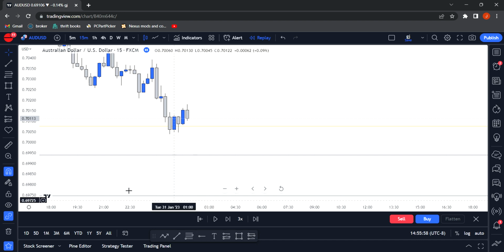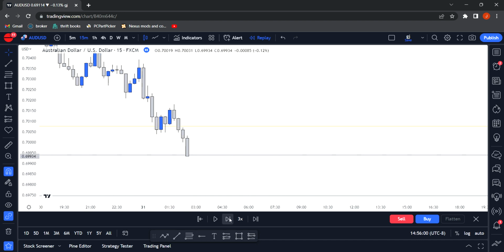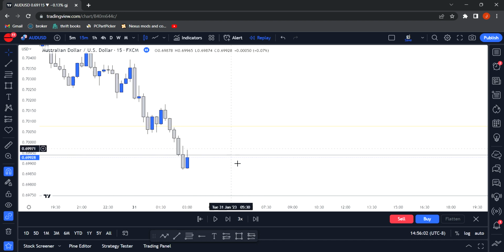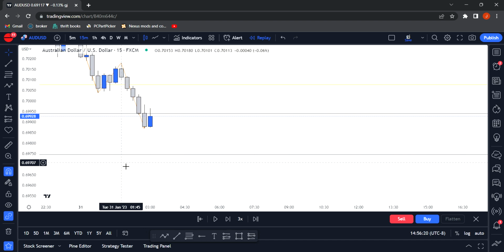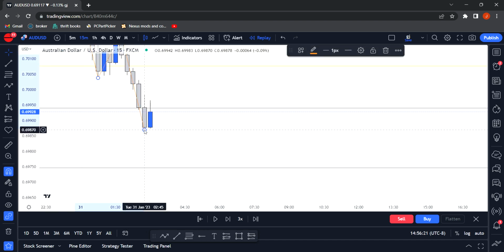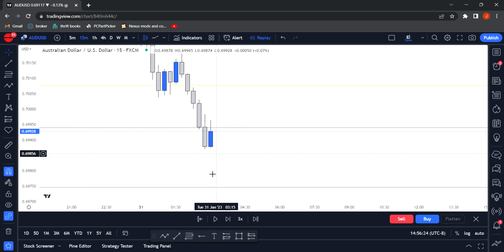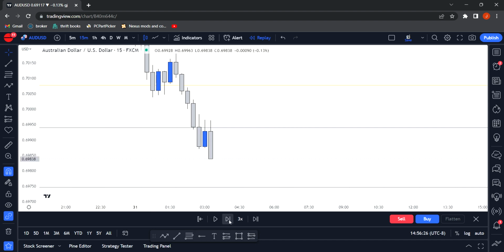So just press play. All right, look. Price is obviously in a downtrend on the lower time frame. It's lower high, lower low, lower high, lower low. So it's in a downtrend. So now I'm looking for a breaker structure on my lower time frame so that I can enter. So just press play.